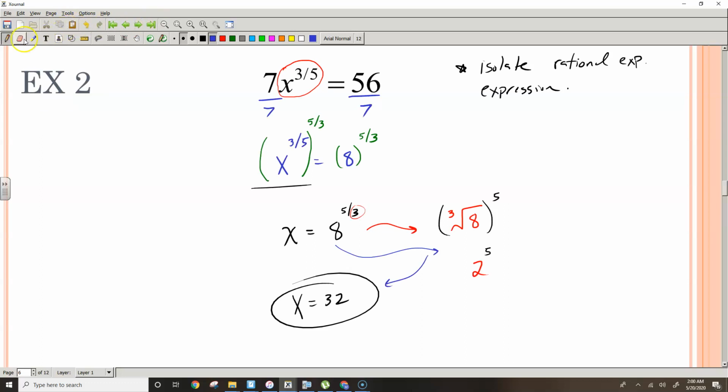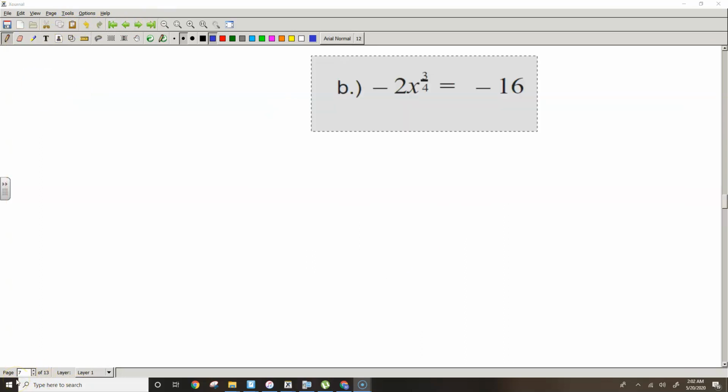Well, actually, hold on a second. Go ahead and try that one as a practice. Go ahead and pause the video. Negative 2x to the 3/4 equals negative 16.